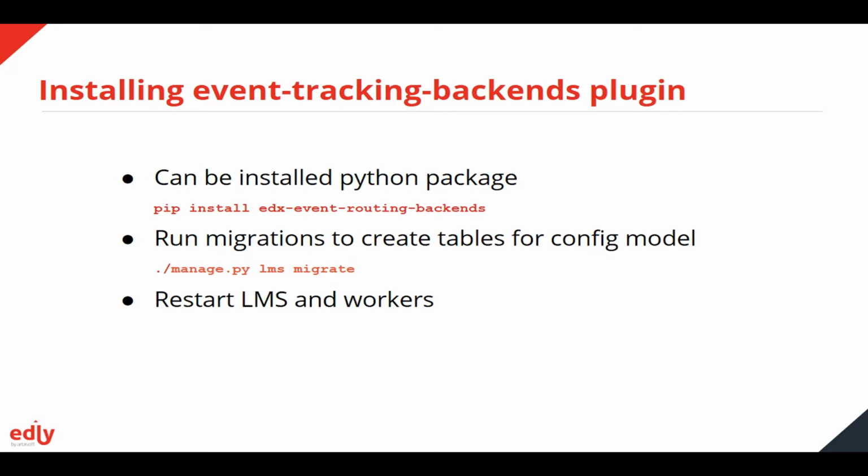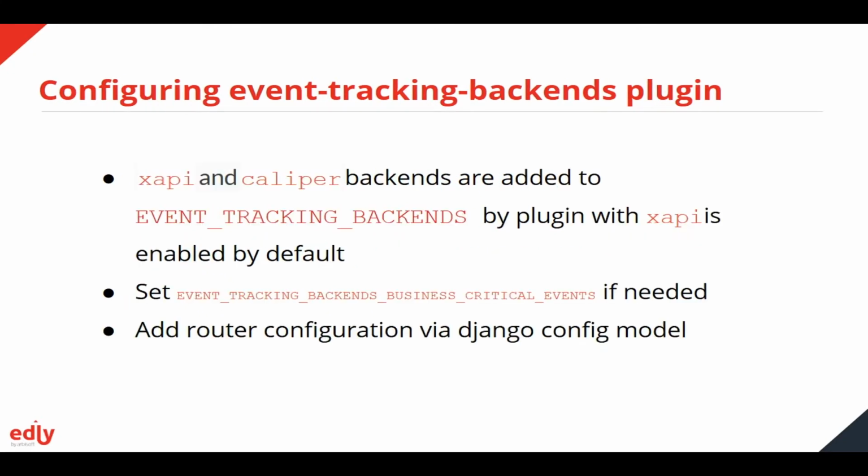Configuring the plugin is also quite simple. Basically, it does most of the work. As you install it, it uses the plugin features to add some default settings. In those default settings, it adds the two backends to the event tracking backend setting, and it also enables xAPI by default. Then we can also set another setting, which is the event tracking backend business critical events.